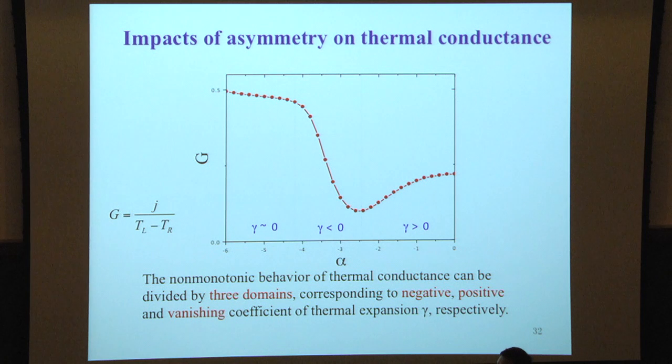It's a small system size, maybe 100 or 64 here. Note that this is not conductivity, this is conductance. I didn't calculate the size dependence. I think many other people can study the size dependence of the conductivity of the alpha-beta model. So here, we study the asymmetry effect on the thermal transport. Okay. Yes.